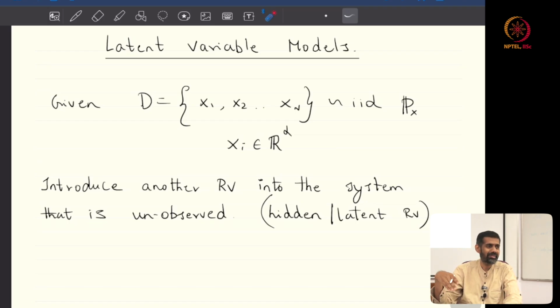Okay, so the question is, can we interpret what this random variable is, in a sense? Whether it can capture distributional shift or anything, depends.